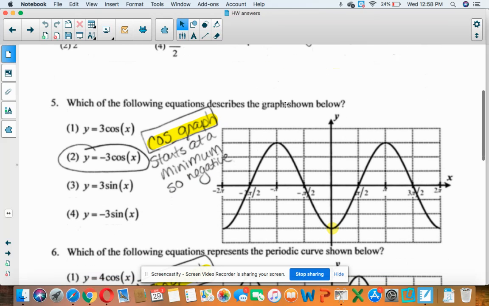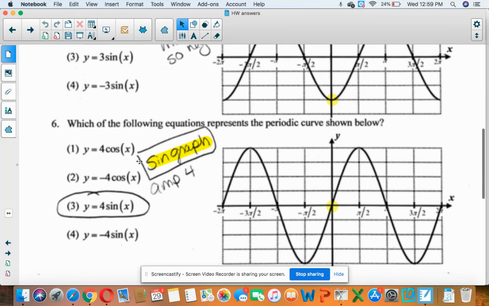Which of the following equations describes this graph shown below? So right away, I know that I have to decide whether it's sine or cosine, because I got both choices here. This is a cosine graph because it's not going through the origin 0, 0. Now, a normal cosine graph, though, goes through 1. So this one has been reflected. So this one has to have a negative. So it starts at a minimum. So the number in front is going to be negative. And you can see normally it goes through 1. This is going through -3. So the graph is y equals -3 cosine of x.